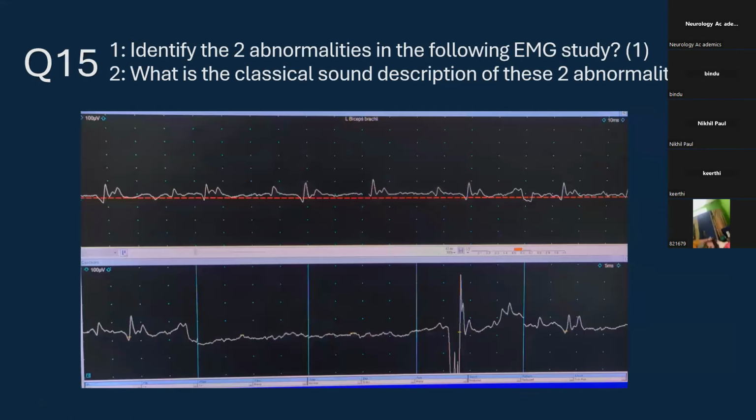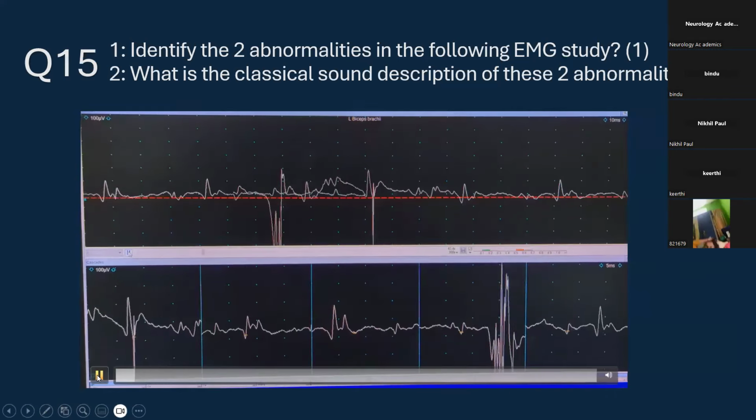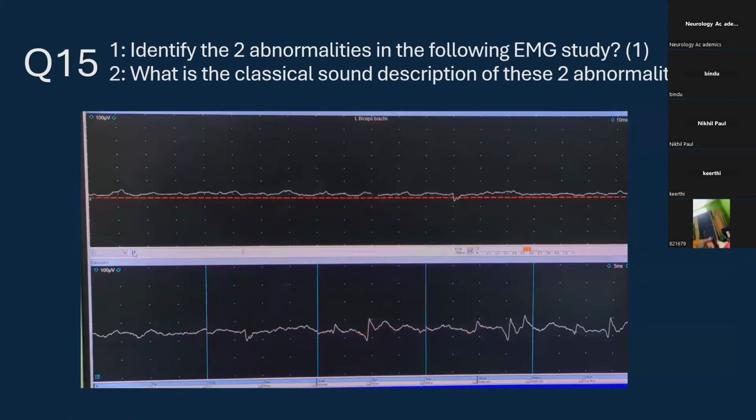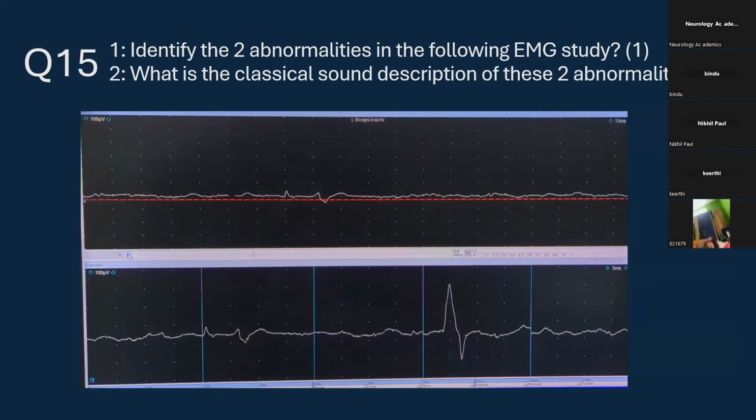Next question. Identify the two abnormalities in the EMG study. And what is the classical sound description of these two abnormalities?